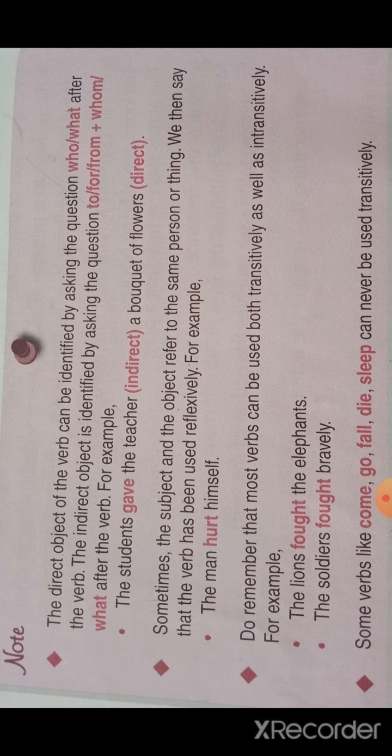Sometimes the verb and the object refer to the same person or thing. Then we say that the verb has been used reflexively. For example, the man hurt himself. Now, you all have already studied a reflexive verb. What are reflexive verbs? Those in which the object and subject are the same. So here you can see the subject is the man and the object is himself, that is the man only. So here the verb has been used reflexively. We can say a reflexive verb is present here.